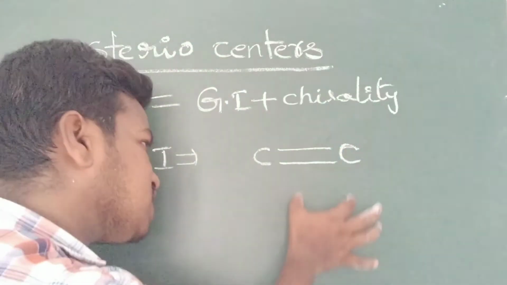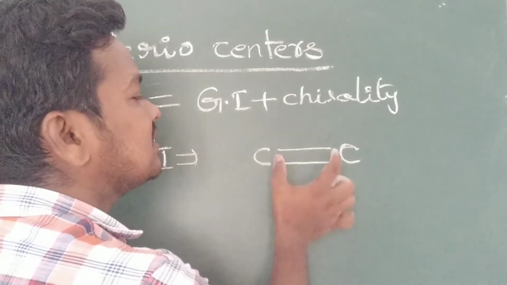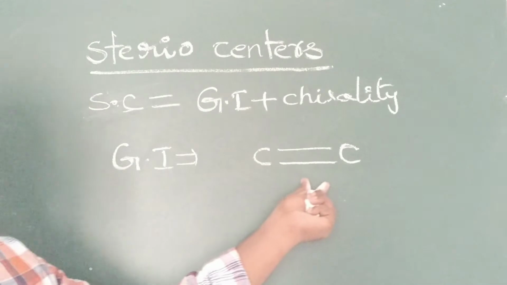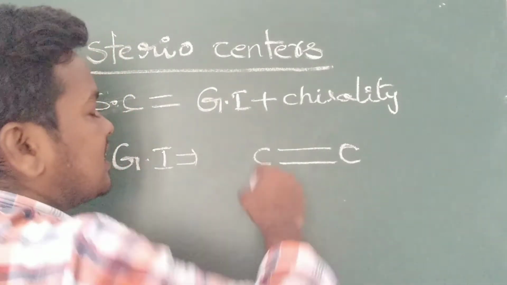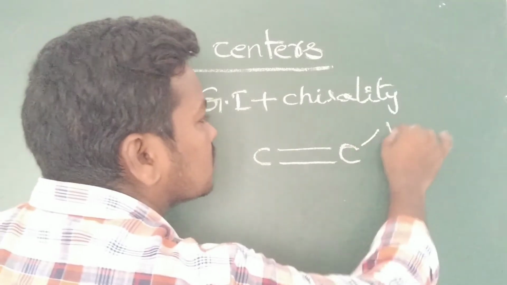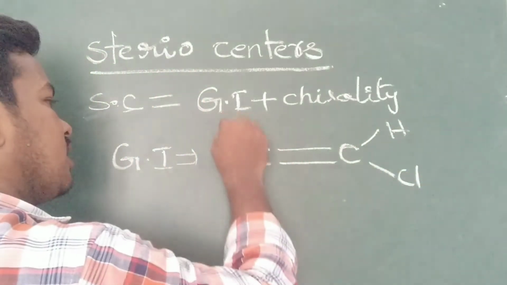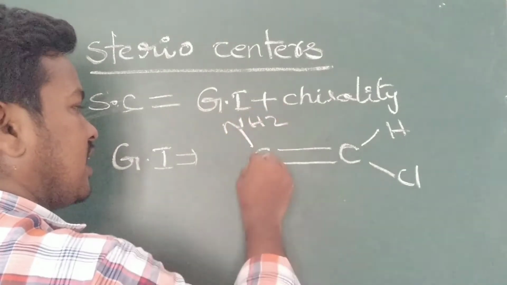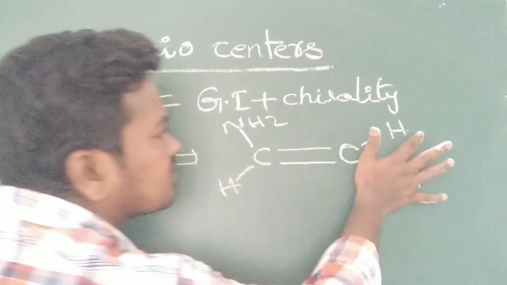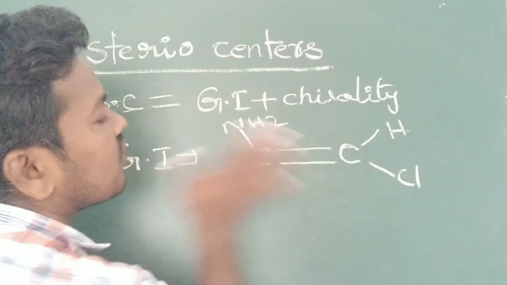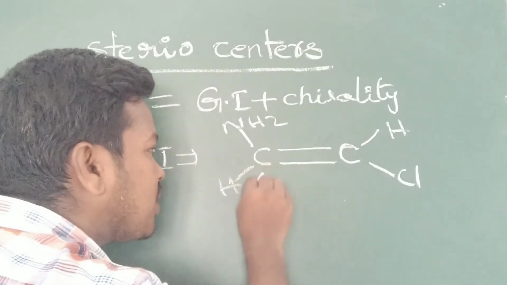In the double bond system, how many atoms are present? 2 atoms for each geometrical isomerism exhibiting double bond. So what is the condition? 4 different groups, here HCl, NH2, H. This side H is there, this side HCl. How can you say they are different groups? See, you have to check like this only. This carbon you have to check.